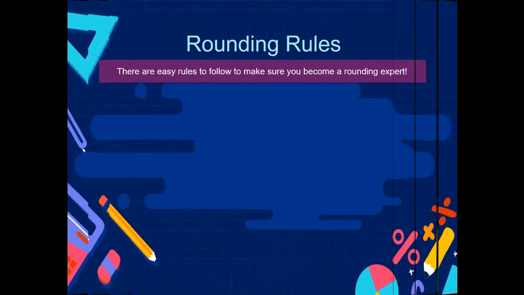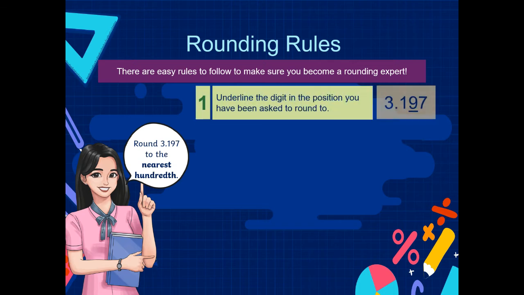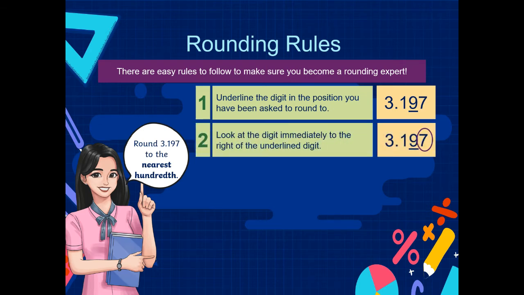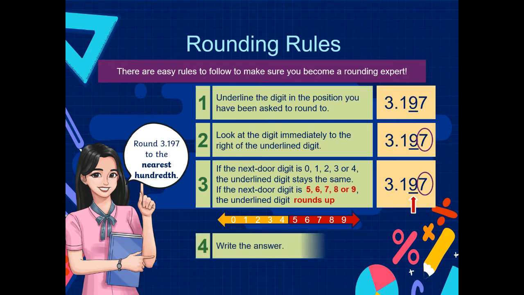How about rounding this decimal number to the nearest hundredths? First, identify the digit in the hundredths place. The digit 9 is in the hundredths place. Then, look at the digit immediately to its right, and this is 7. The digit 7 tells us to round up. So, 9 must be added by 1. Rounding 3.197 to the nearest hundredths gives 3.20 as the rounded number.